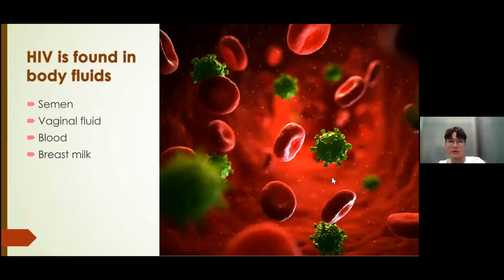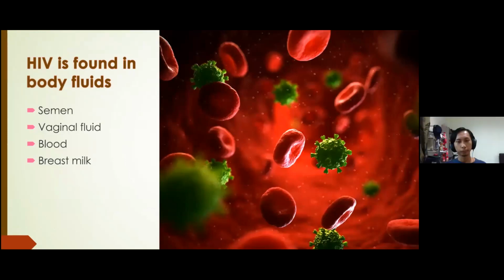Okay, so now I'm going to explain about transmission of HIV. HIV is a virus that is spread by intimate human contact, and there's no vector, and the virus is unable to survive outside of the body. Thus, the transmission of HIV is only available by exchange of body fluid, and there's only 4 types of body fluid that HIV virus can be found. The first is semen, vaginal fluid, blood, and breast milk.